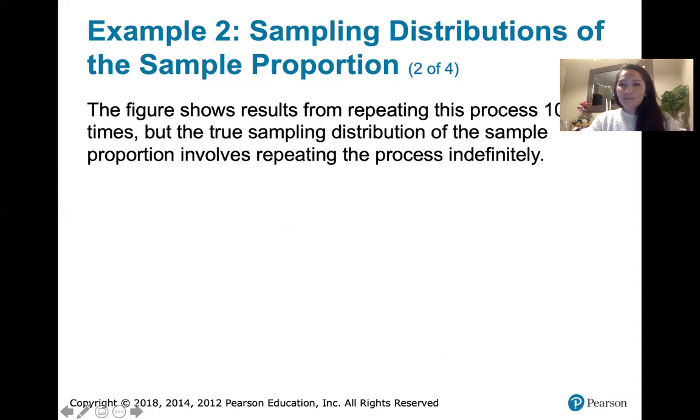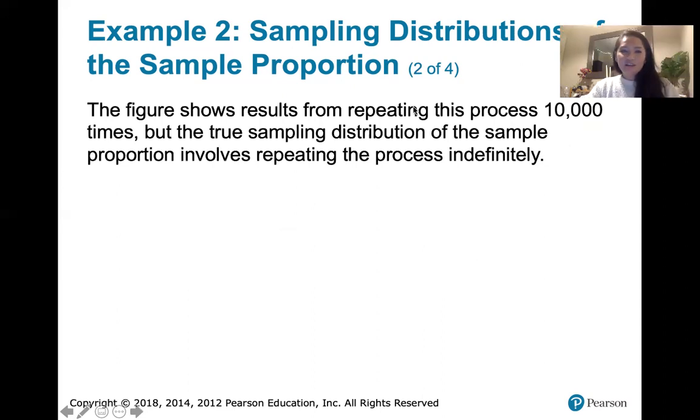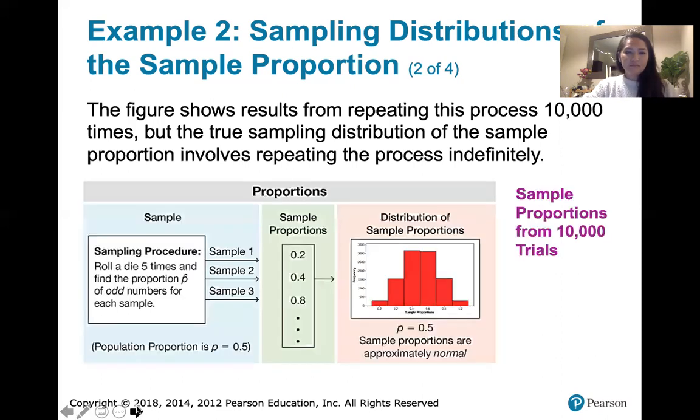Now, here we are looking at results from repeating this process 10,000 times. So that means 10,000 times we rolled a die 5 times, and each time we counted the number of odd numbers that we got, and then we used that count of odd numbers to find a sample proportion. And then we looked at all of those sample proportions together, and then we graphed them. So this is what we got.